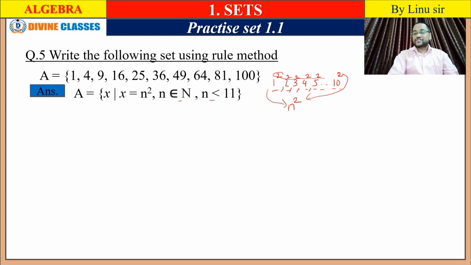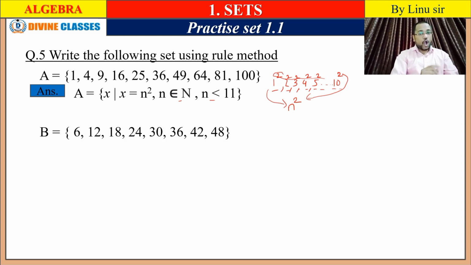So in the answer we can write in this manner: A is equal to curly bracket open x such that x is equal to n square, and the starting point is it starts from 1, right? So we can write n belongs to natural number, comma, n less than 11.